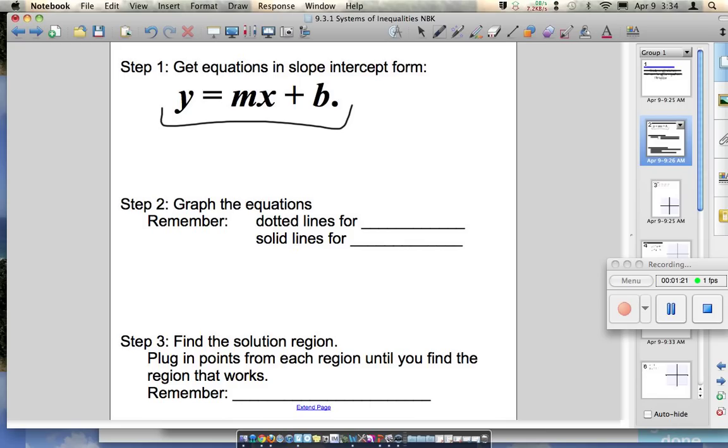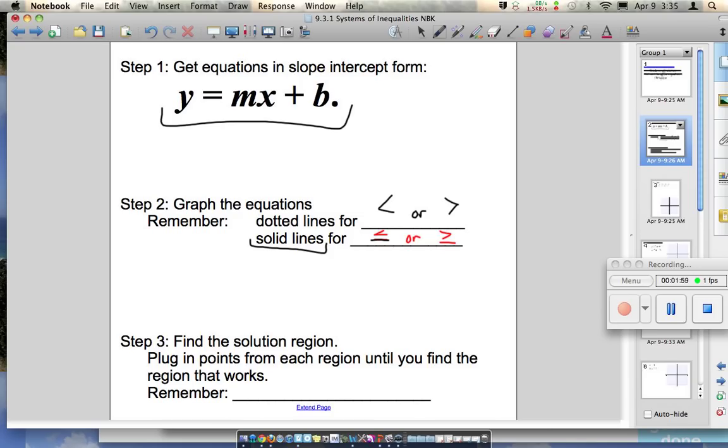Now we're going to graph the equations next. So that's easy. We can graph lines. What we want to remember is it's dotted lines if the symbol is less than or greater than. And remember, it's solid lines when the symbol is less than or equal to, or greater than or equal to. Remember, the symbols describe what solutions are part of the answer, and since the solid lines can be equal to the line, we want to include the line by making it solid. That means the line is included in the solution set.